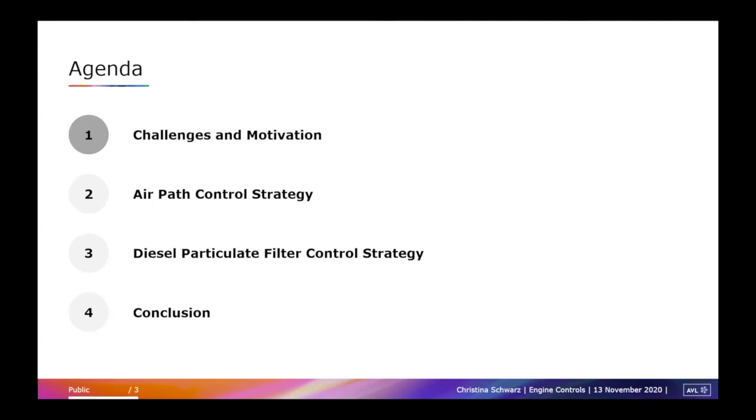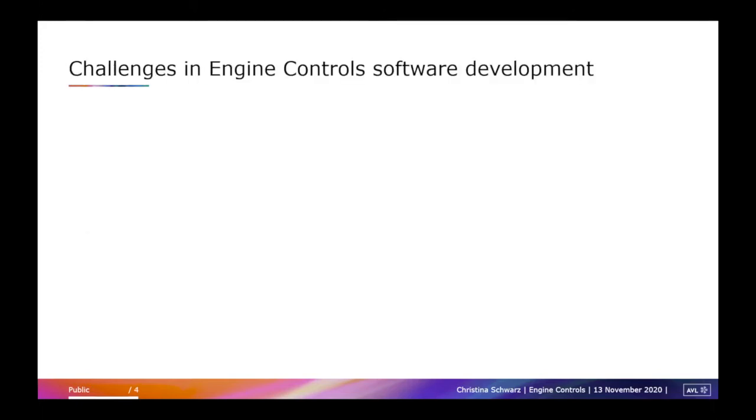So what are the main challenges that we are currently facing in the software development for combustion engines? First of all, we have the legislative push for emission limits becoming harder to adhere to every year. To meet the targets, both software and hardware development is essential.